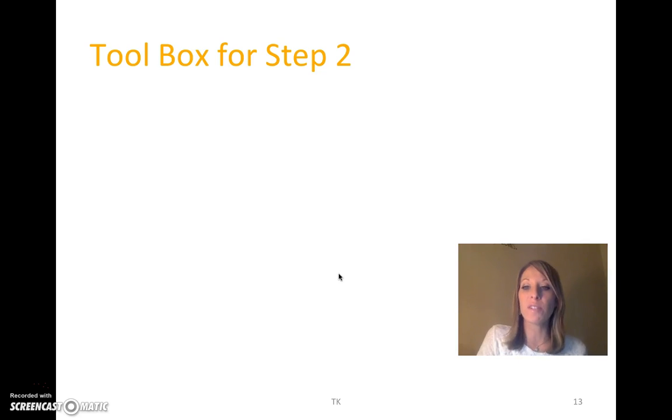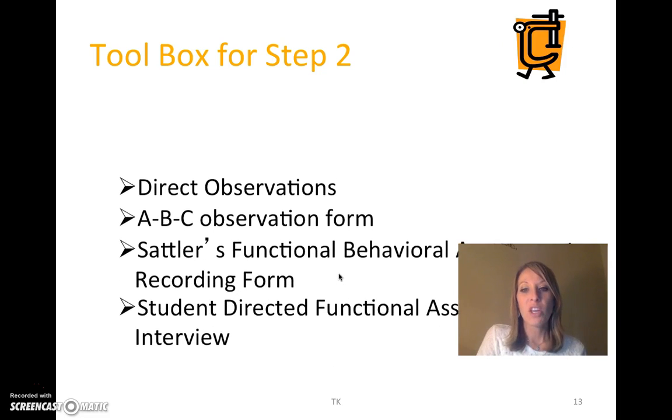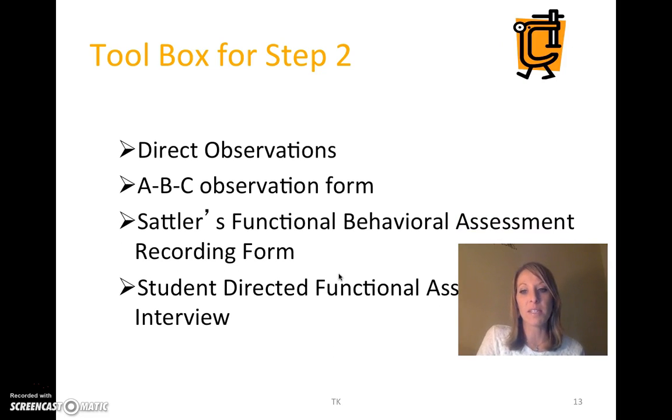So a toolbox for step 2 with the functional behavior assessment process is that you're going to have the following tools that I'm going to discuss in more detail in the next lecture. We're going to talk about direct observations. We're going to talk about that ABC recording, scatter plots, Scadler's functional behavior assessment recording form, and a student-directed functional assessment interview.